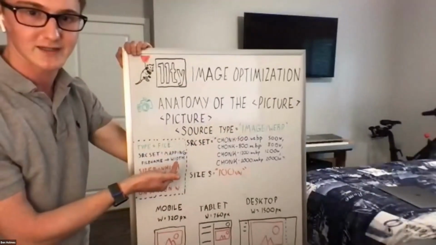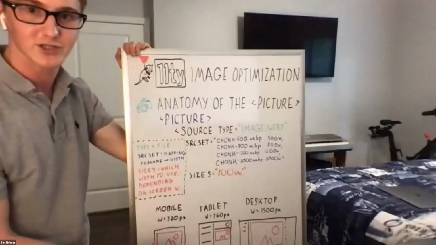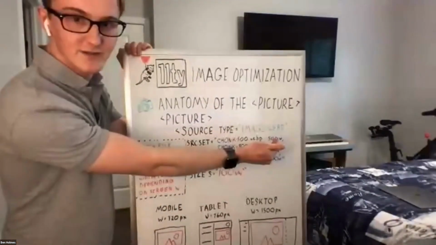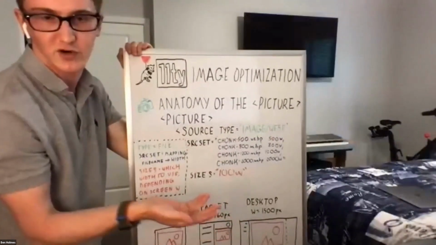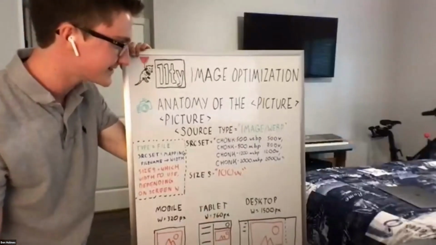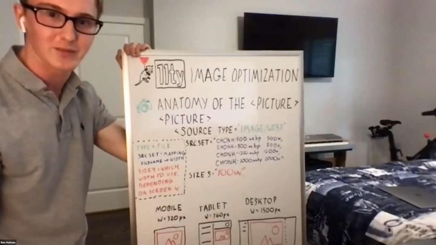The first one is all of the sources that you want for your picture. Like if you want to have a few sizes in WebP and a few sizes in JPEG to help people on older versions of Safari. That's really the use case for JPEGs these days. That's what a picture element will help you do.